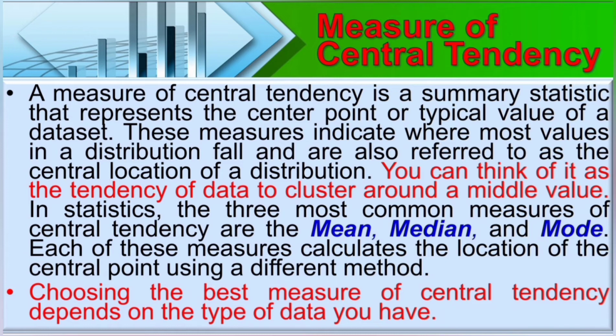In statistics, the three most common measures of central tendency are the mean, median, and mode. Each of these measures calculates the location of the central point using a different method. Choosing the best measure of central tendency depends on the type of data you have.